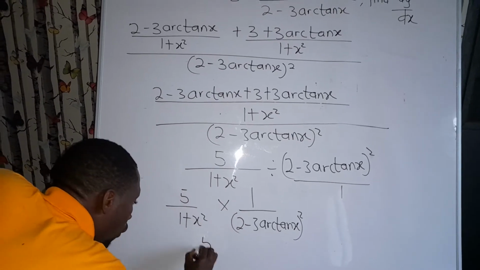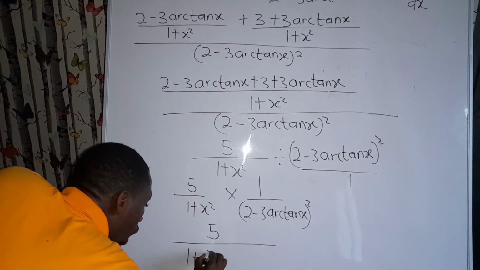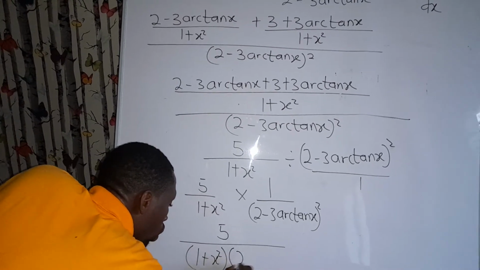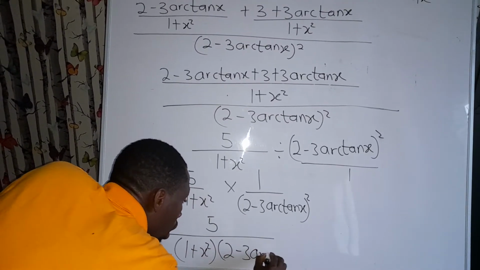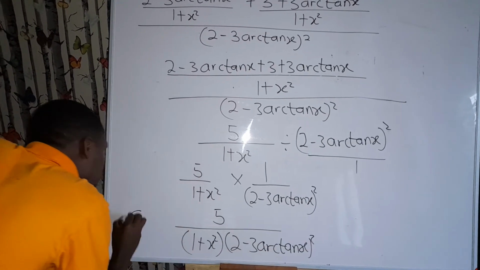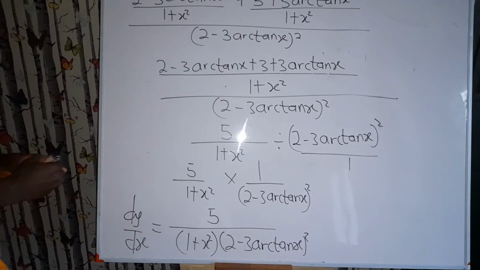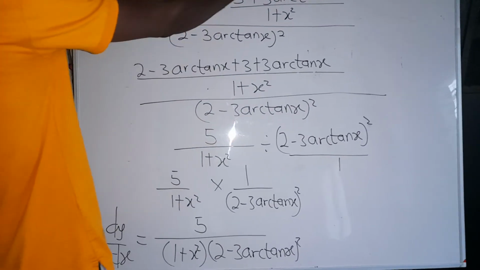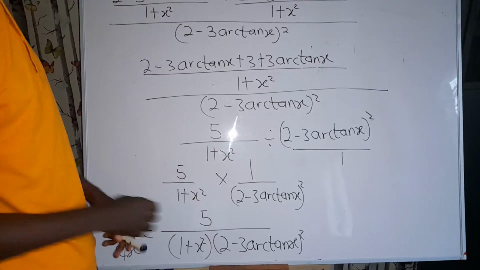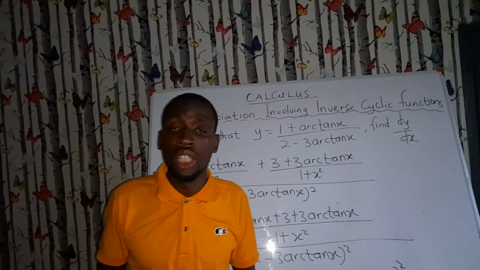We have 5 all over 1 plus x squared in brackets, then 2 minus 3 arctan x all squared. Then this becomes our derivative, or dy over dx, of this function. I hope you get that. Please replay the video and practice it more, and I know you'll be comfortable with it.